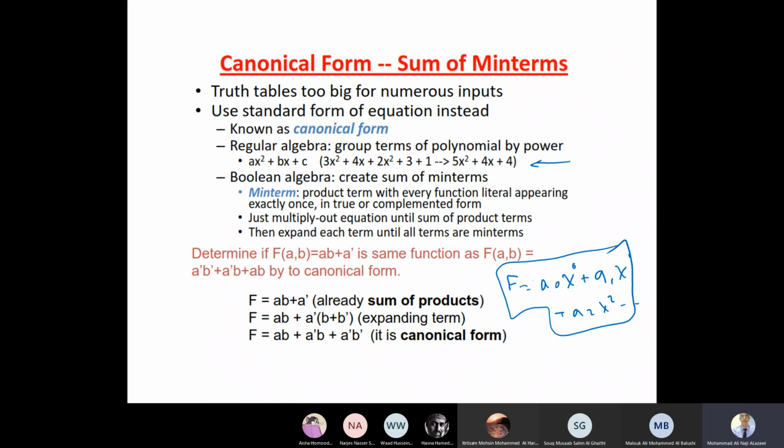Minterm: a product term with every function literal appearing exactly once in true or complement form. I'll explain it in detail. Just multiply out the equation until you get a sum of product terms, then expand each until. That means that every term should include every literal, every term should include all the literals. For example, we'll take this example.